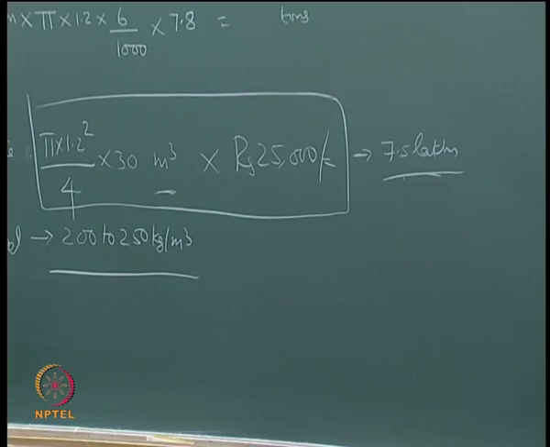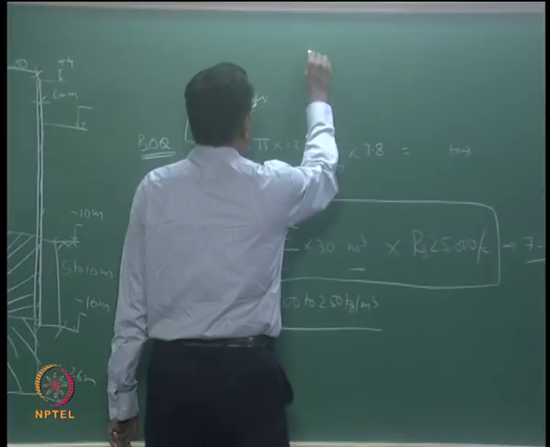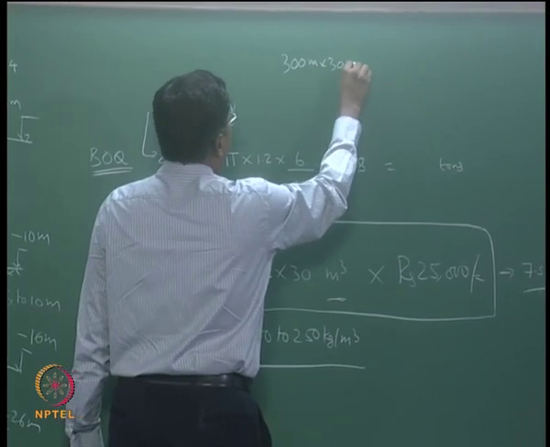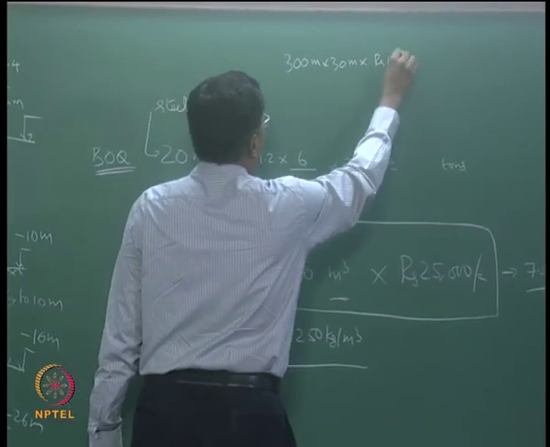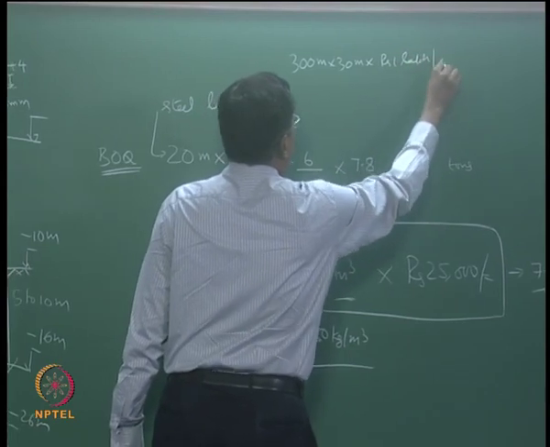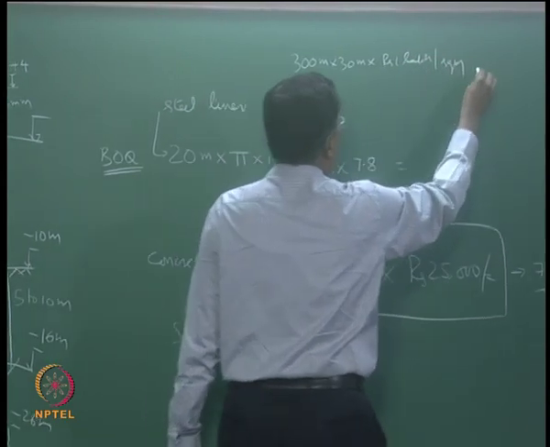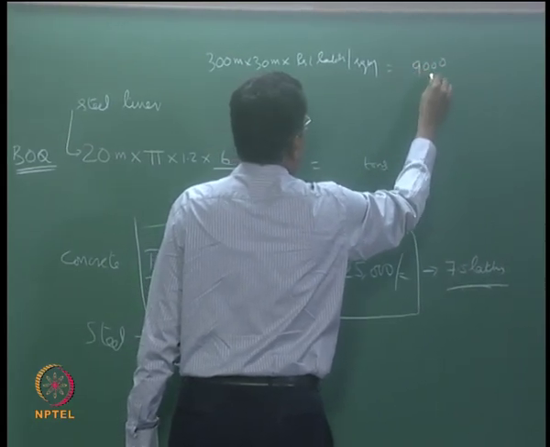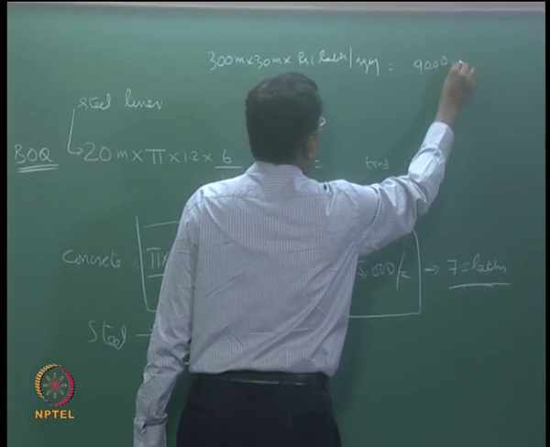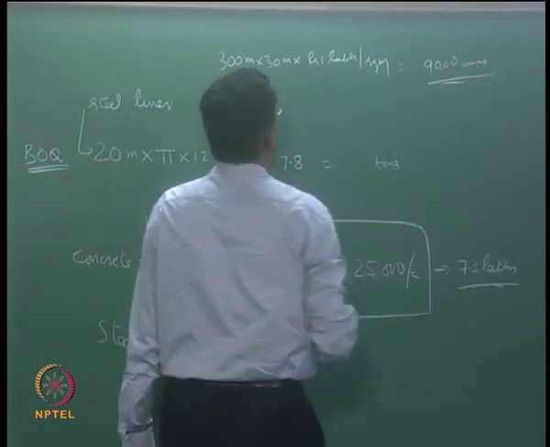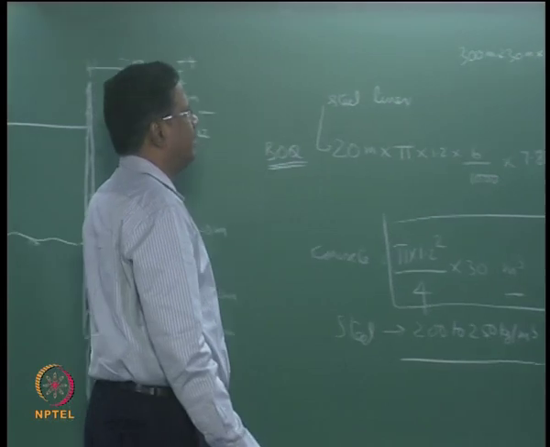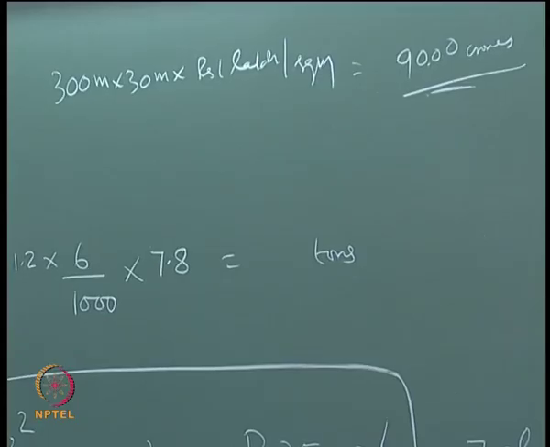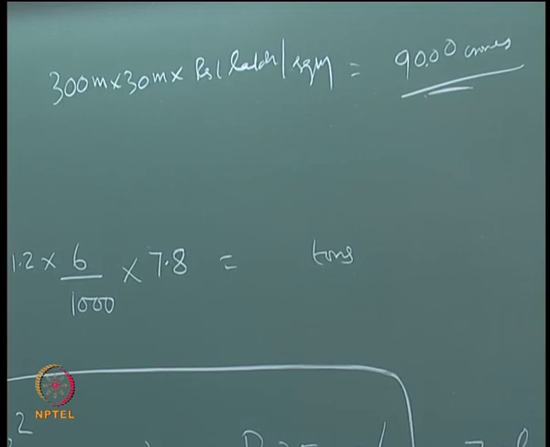One more block cost estimate is there. Suppose the berth size is 300 meters by 30 meters, approximately the cost is about rupees 1 lakh per square meter. That means this will be about 90 crores. This is the approximate cost for a typical berth of length 300 meters and width 30 meters.